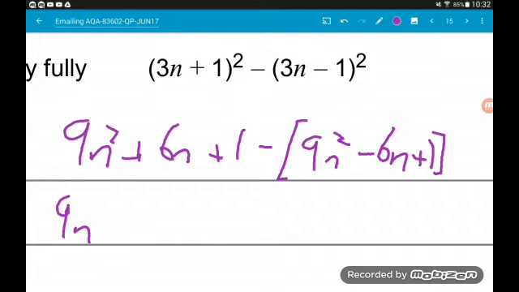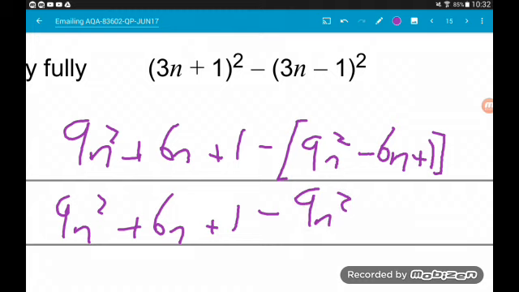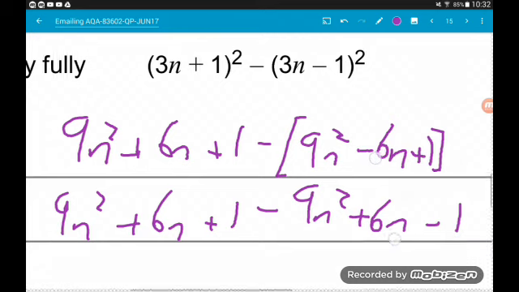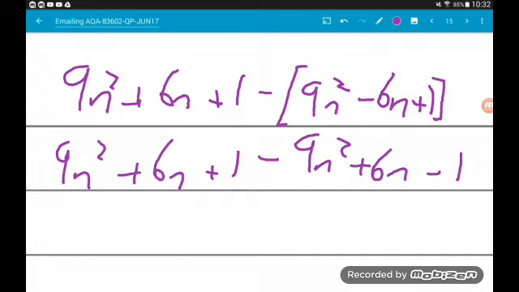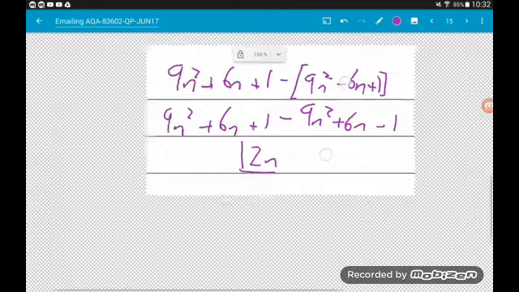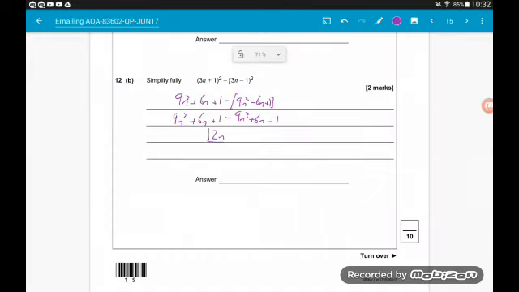Now remember though, that stuff is all being multiplied by minus 1. So we've got 9n squared plus 6n plus 1 minus 9n squared plus 6n and then minus 1. So a lot of this cancels out. 9n squared minus 9n squared cancels out. We've got 6n plus 6n, that's going to give us 12n, and then we've got 1 minus 1, which cancels out. So our answer is just 12n. Jobs again.